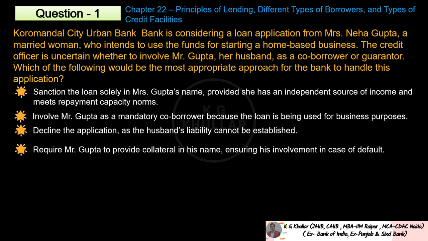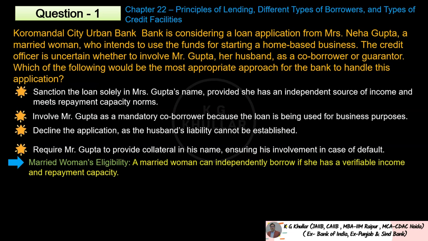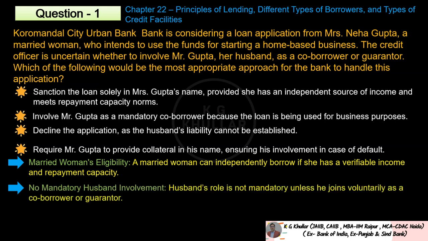Now friends, please note under Indian law, a married woman is not restricted from borrowing. She should be treated as an independent borrower provided she has an income source and the ability to repay. Also note her husband's involvement is not mandatory unless he voluntarily joins as a co-borrower or guarantor. Therefore, the bank can sanction loan in Mrs. Gupta's name alone if she meets the criteria. Thus, the correct option for the given question is option A.